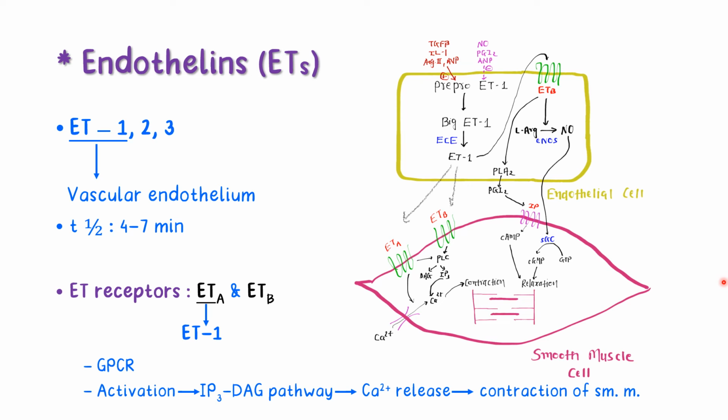Now in endothelial cells, this synthesized endothelin 1 acts as autocrine signal molecule, means on same endothelial cell, and also as paracrine signal molecule, means on adjacent smooth muscle cell. As autocrine signal molecule, endothelin 1 acts on ETB receptors present on endothelial cell to cause indirect vasodilatation, because ETB receptor activation stimulates release of nitric oxide and prostacyclin, which are smooth muscle relaxants, via cyclic GMP and cyclic AMP respectively.